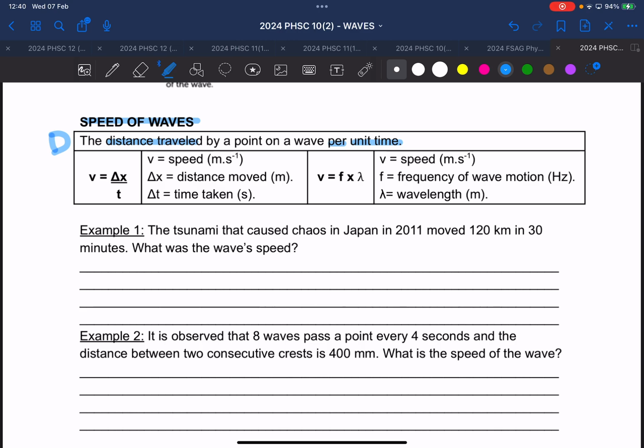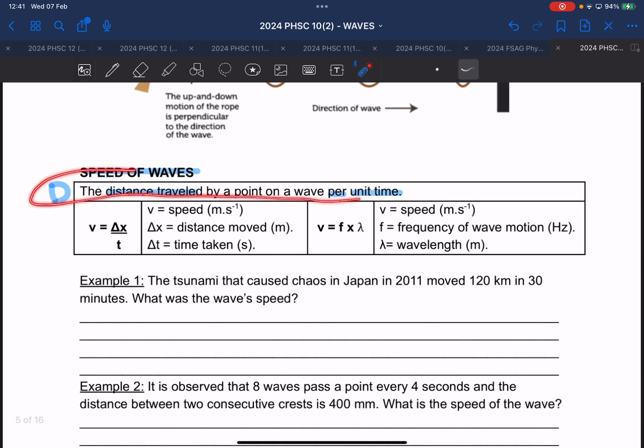Now I said, really, when I say the word per, you must think of the word per from now on until the day you die. When I say per, you say divide. Per, divide, per, divide. Right. So from this definition, we must be able to get the formula. Because it's distance per time.